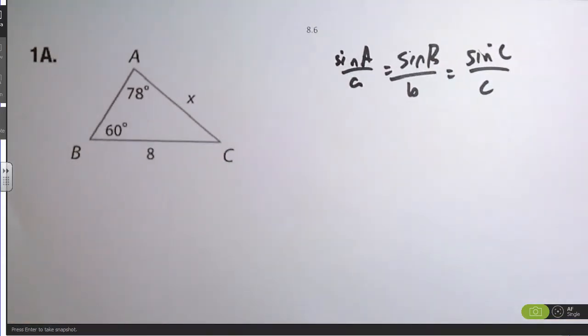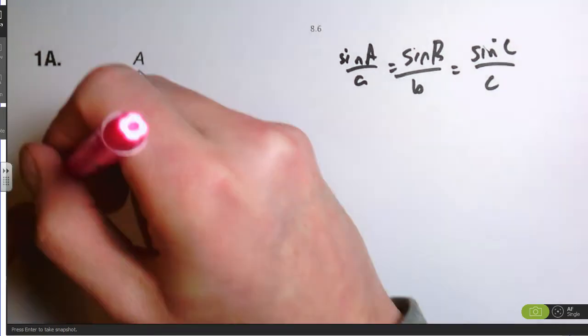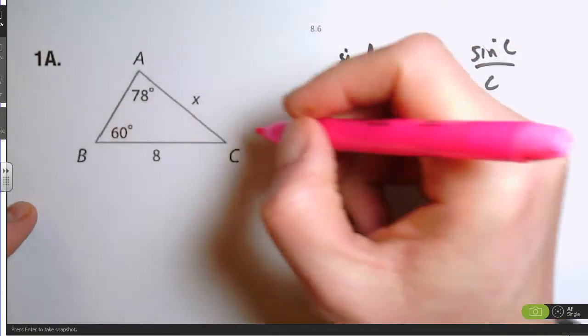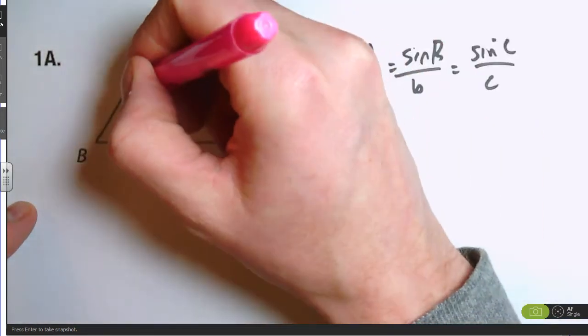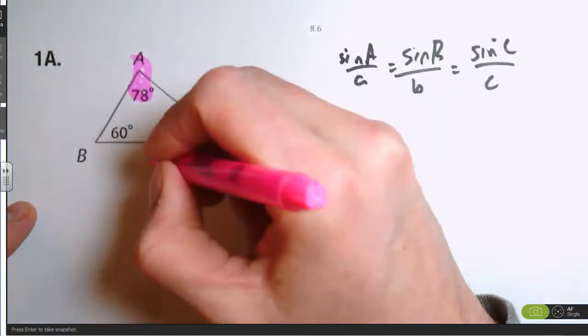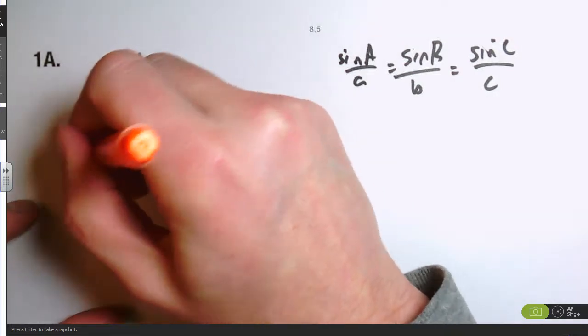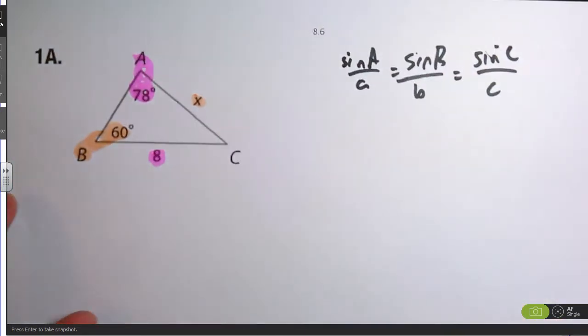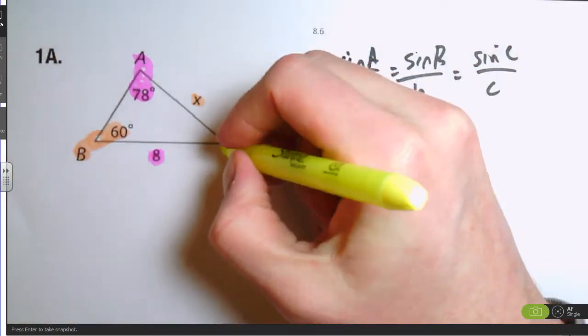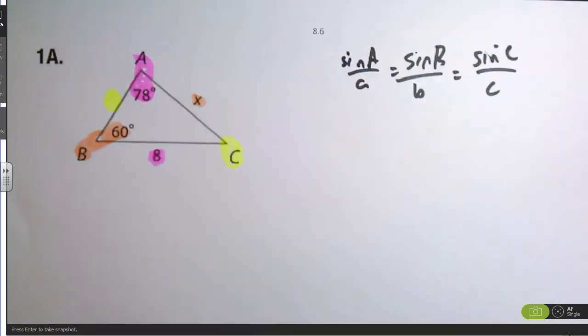Now once you do that, it's a matter of having things labeled out properly. So for instance, I always go A, B, C in my angles. I know angle A is 78 degrees, and I happen to know side A. I know angle B, and I'm looking for side B. And then if I look at this, according to what I've got, I don't know angle C, nor do I know side C.